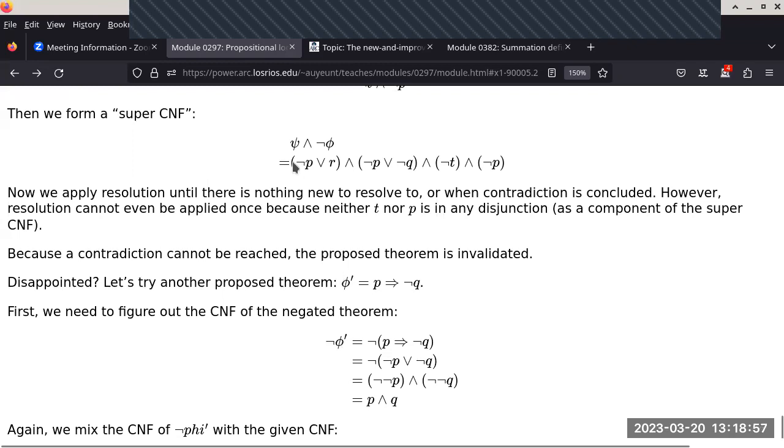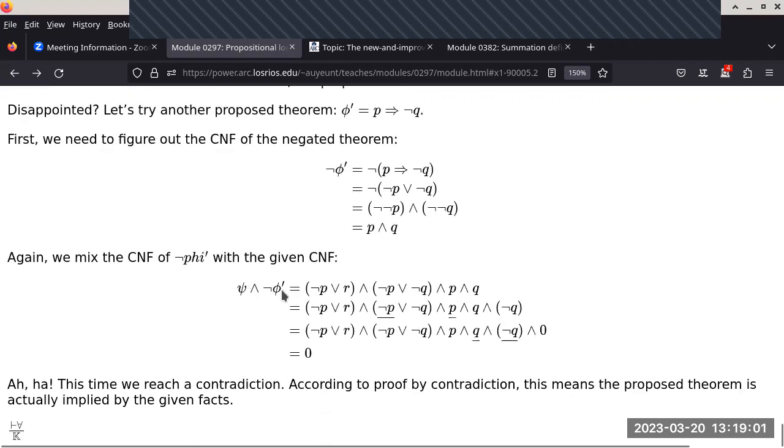Okay. So now we have a conjunction between psi and not phi prime. So now we combine these two, and we have, quote unquote, the super CNF again. Once again, this portion here is representing psi, everything that you are told to be true.